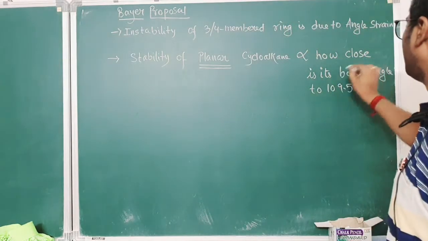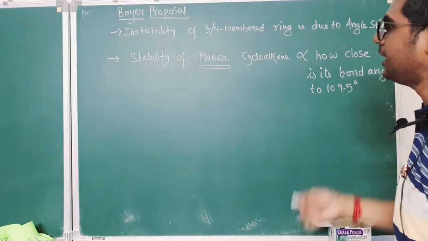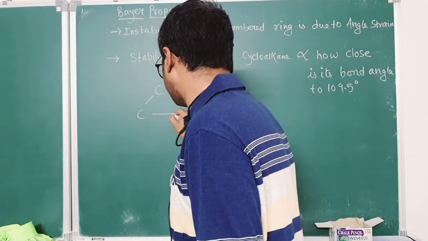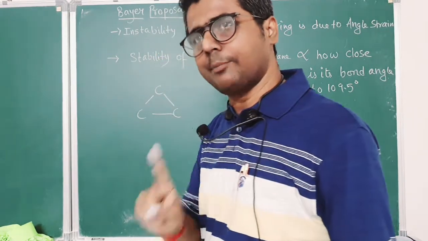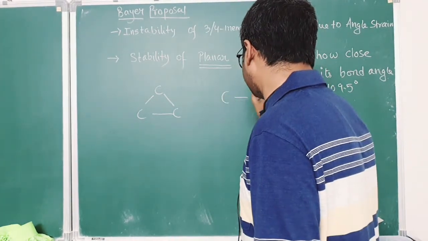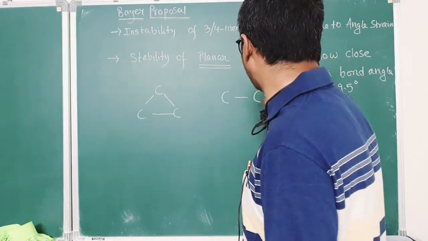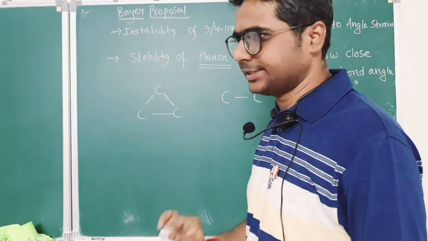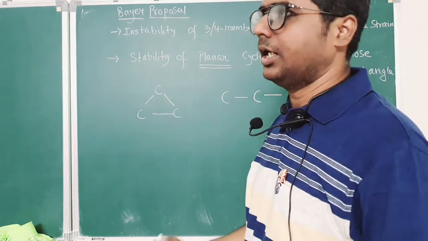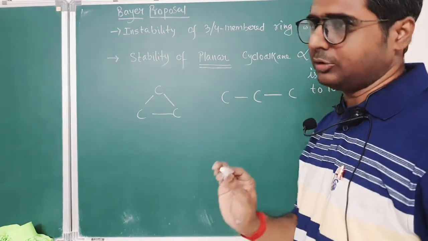So these 2 points: how close its bond angle is to 109.5 degree, how does this really affect the stability? Let us understand. So in a cycloalkane there are 3 carbons like this, bonded by sigma bonds. Now in a normal alkane this is like this, right? Not like this. Both are sigma bonds. Clear? Whether it is propane or cyclopropane, everything is sigma bond. Now let us understand how the sigma bonds are going to overlap with each other.